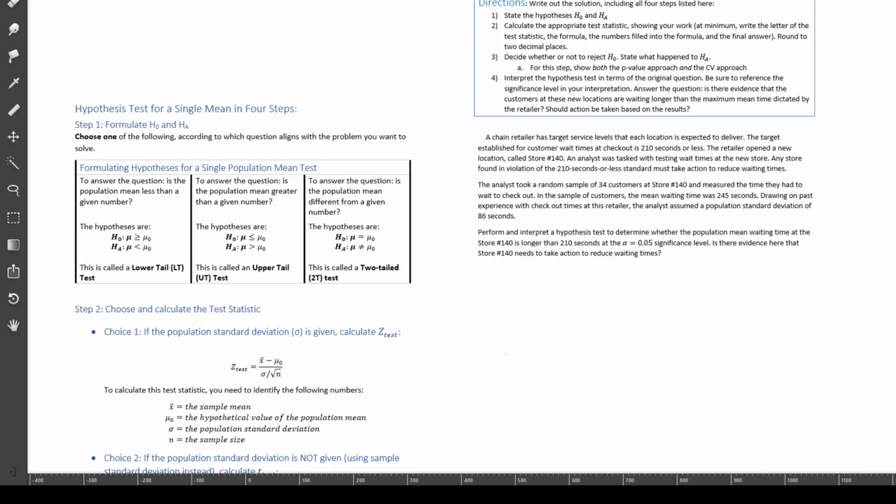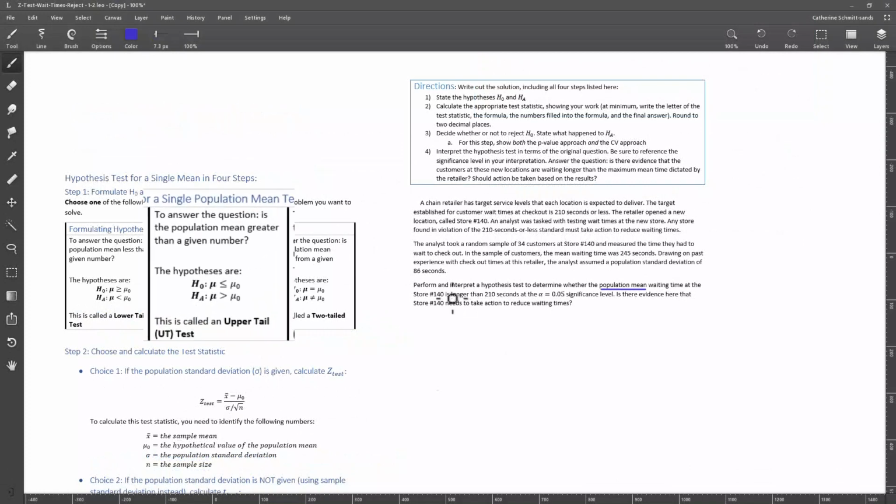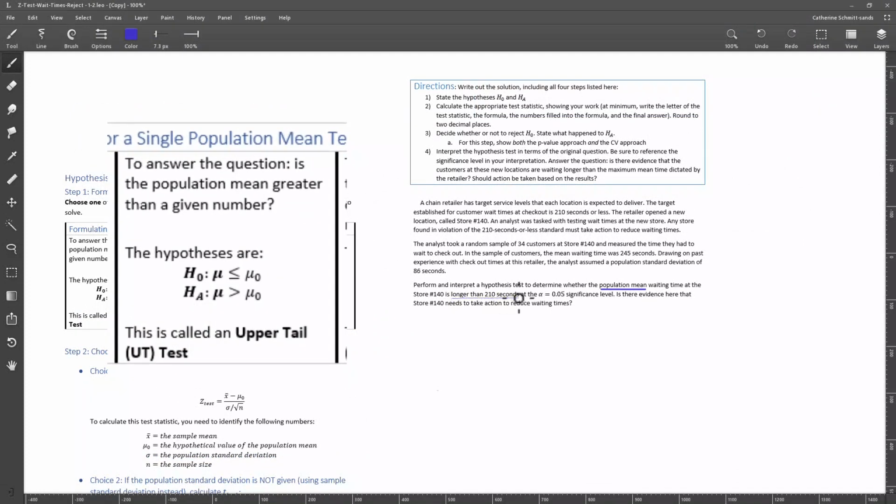So what they're looking for is stores that have checkout times longer than 210 seconds because those stores would be violating the standard and those exact stores would need to take action to reduce their waiting times. Given that the question they have is the population mean longer than 210 seconds, which aligns with is the population mean greater than a given number, 210, we will use an upper tail test in this case. So we're going to use upper tail hypotheses in solving this particular problem.